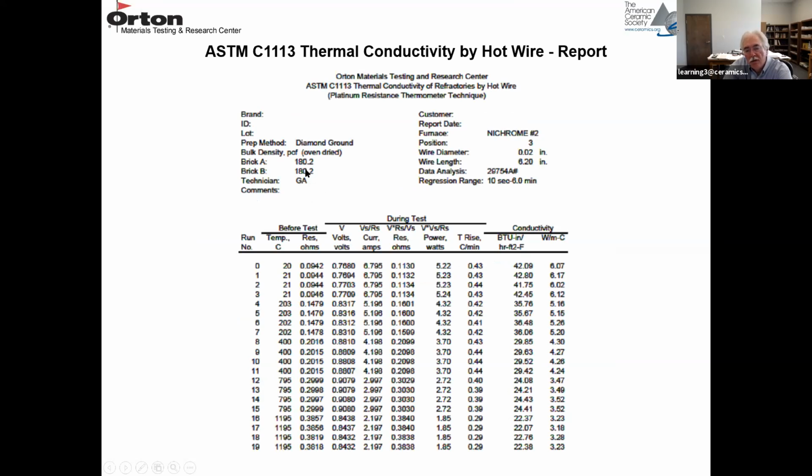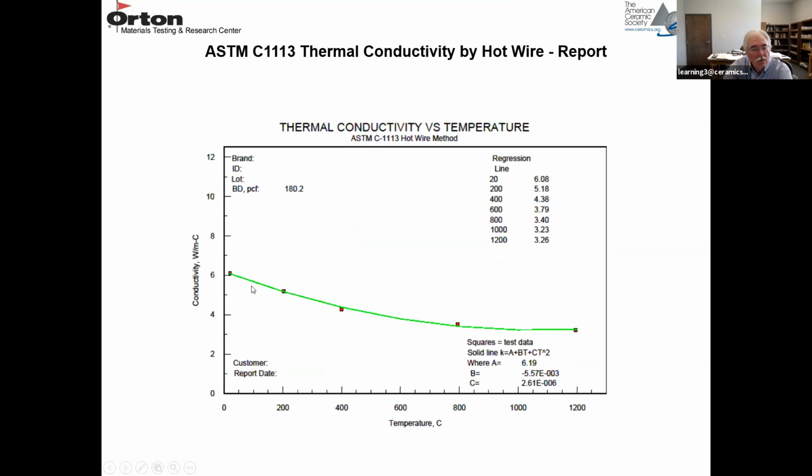This is another example at some different temperatures, from room temperature to about 1200 degrees C. And this is a much denser material, 180 pounds per cubic foot. It sounds like a high alumina refractory. 10 seconds to 6 minutes was where the data was collected, and the wire length was about 6 inches. So on conductivity versus temperature for a dense material, 180 pounds per cubic foot, you see this decrease in thermal conductivity, and then it gradually, if we kept measuring it, would tend to level out.